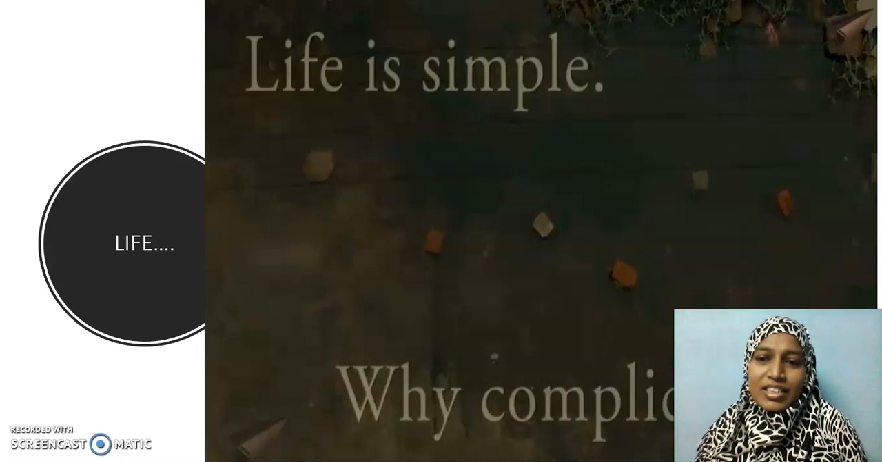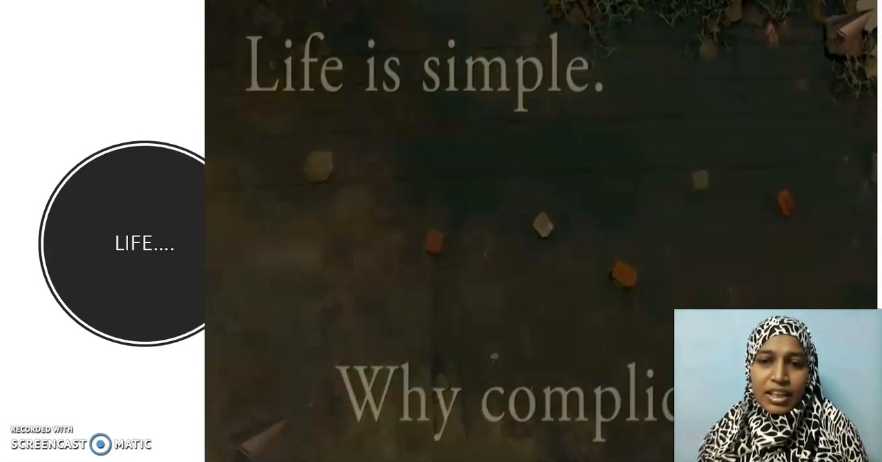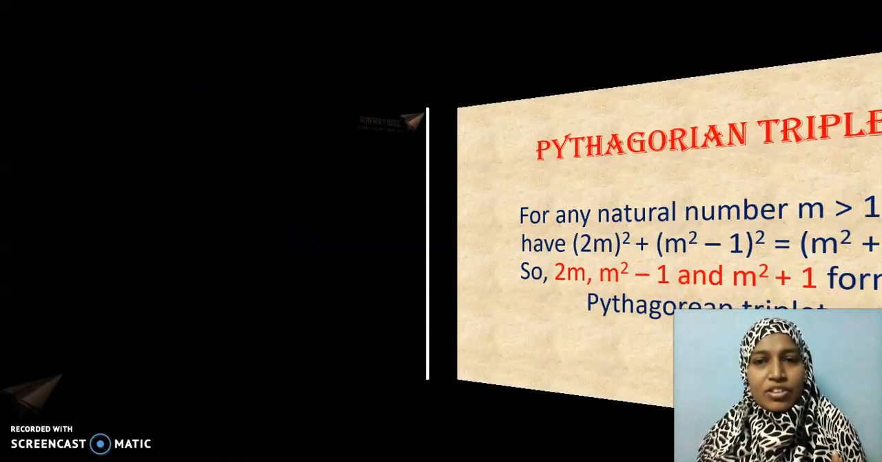Okay, let us recall the things that we learned in previous classes. We started with squares, properties of squares. Then in the previous class we learned two things. What are they? Yes, my dear children.